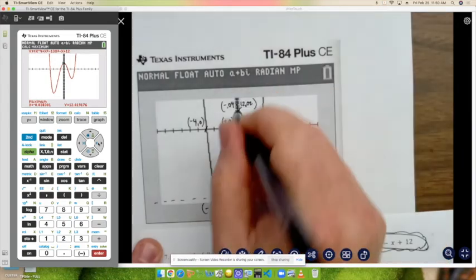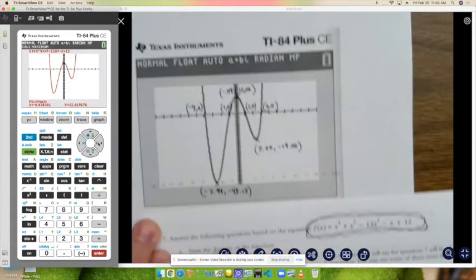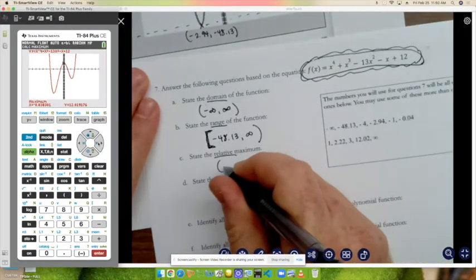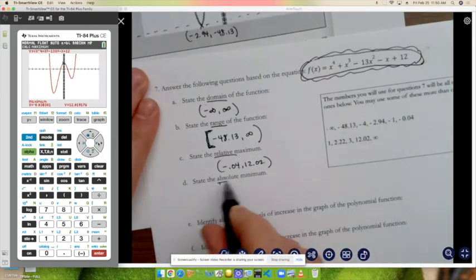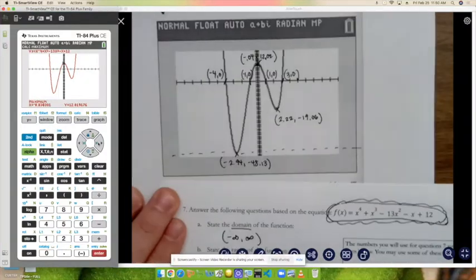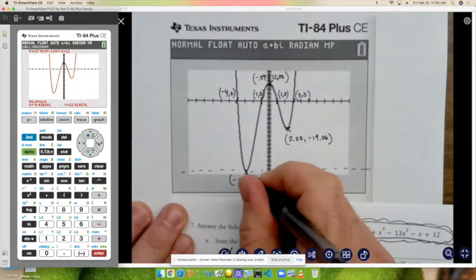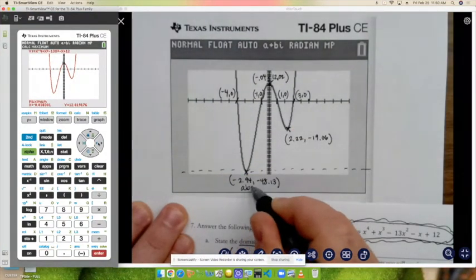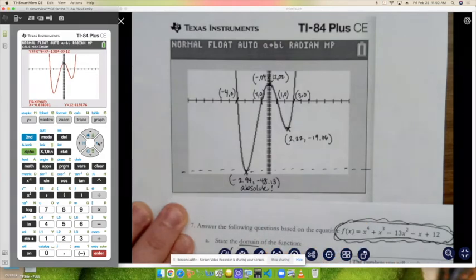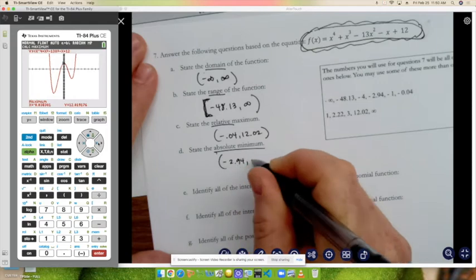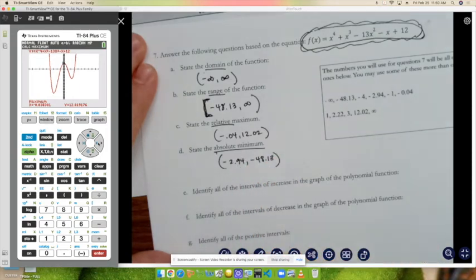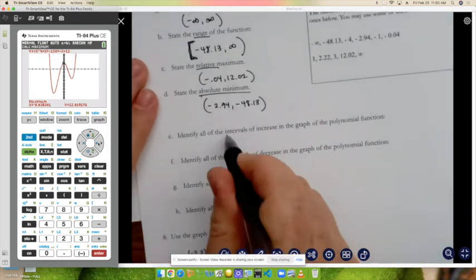For the relative maximum, there's only one relative maximum. It's that little point in the middle. That location, my calculator told me, was negative 0.04, comma 12.02. What about the absolute minimum? There are two minimums here, but one of them is the most minimum. That one that is lowest is called the absolute minimum. And we already saw that the coordinate of that minimum is negative 2.94, negative 48.13.